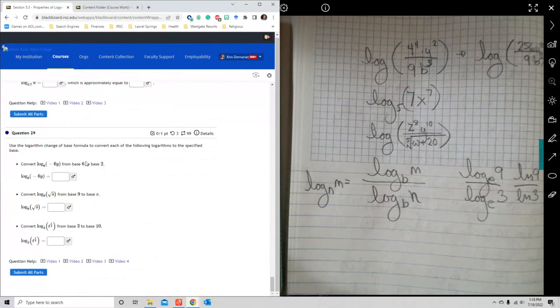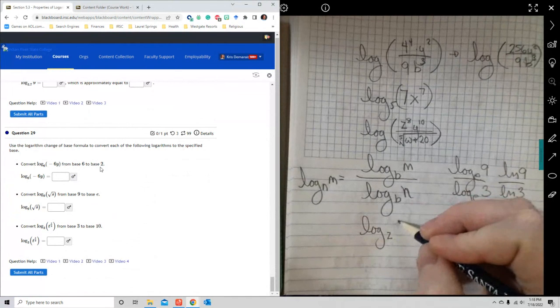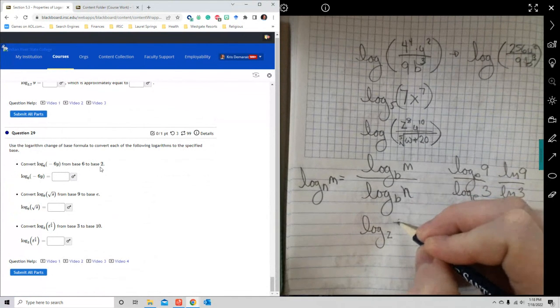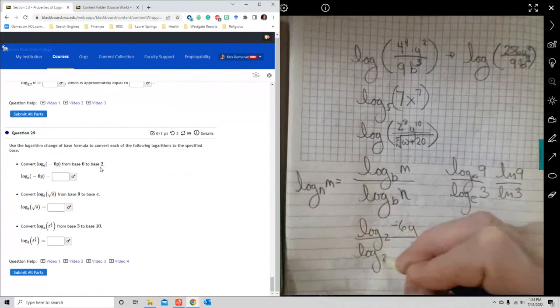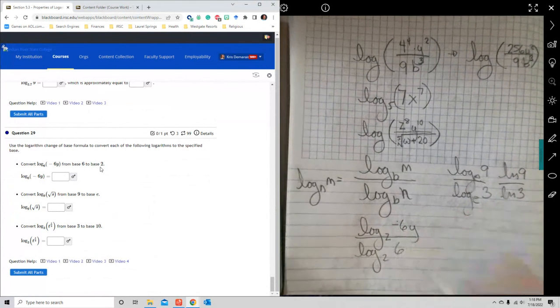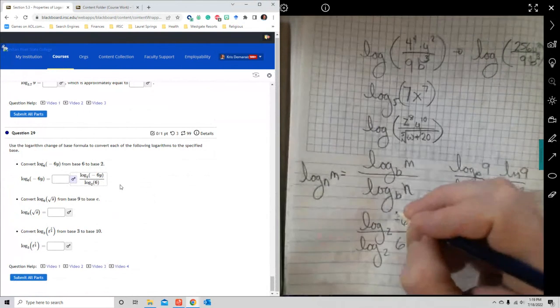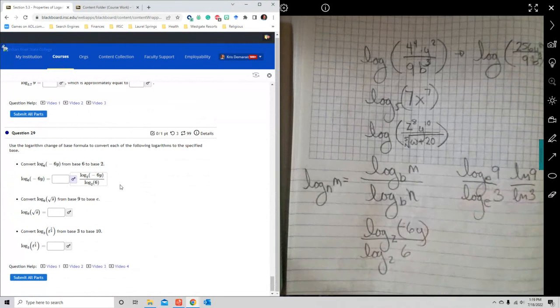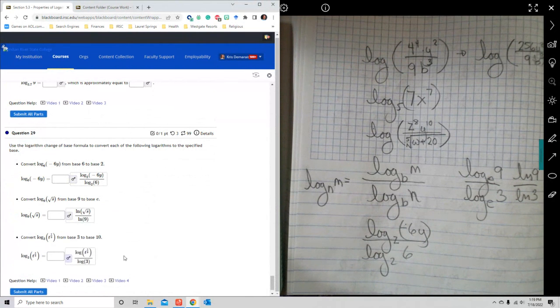Using the change base formula, you can't even evaluate this. They want base 2, so it's going to be log base 2 of negative 6y, and then all divided by log base 2 of 6. And that's all they want you to do. Okay? By the way, you should have parentheses, so you can't put it in without the parentheses. All right. And that's it. That's all I got to say about that. I'll show you the remaining answers here.